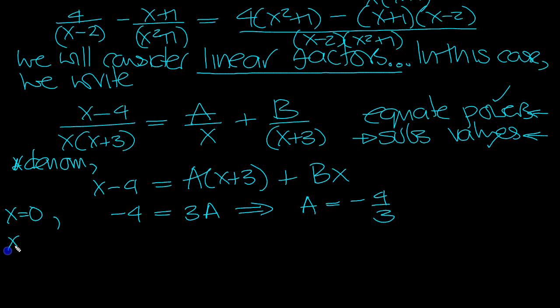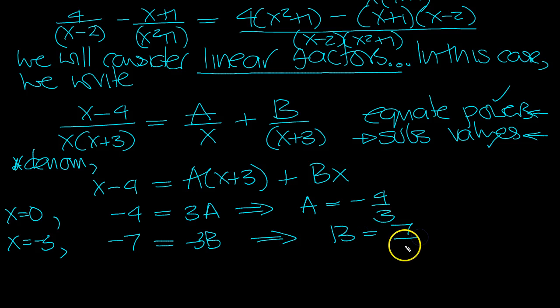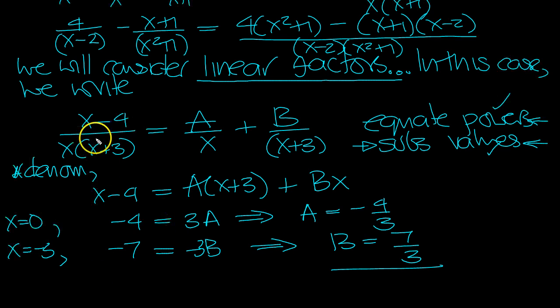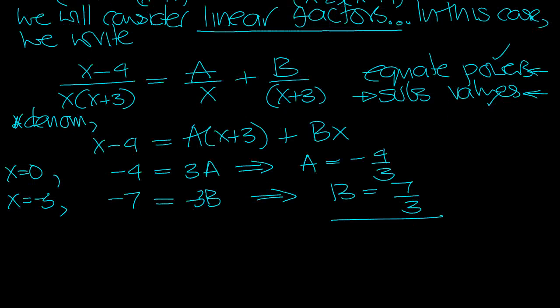Now if we put in x equals minus 3, what will we get? Minus 3 minus 4 is minus 7 on this side. This will disappear, that's why we're doing it, and we get minus 3b. Okay, so that tells us that b is equal to 7/3, isn't it? A minus over a minus is a plus, so we get 7/3. Okay, so basically we've got a and b.